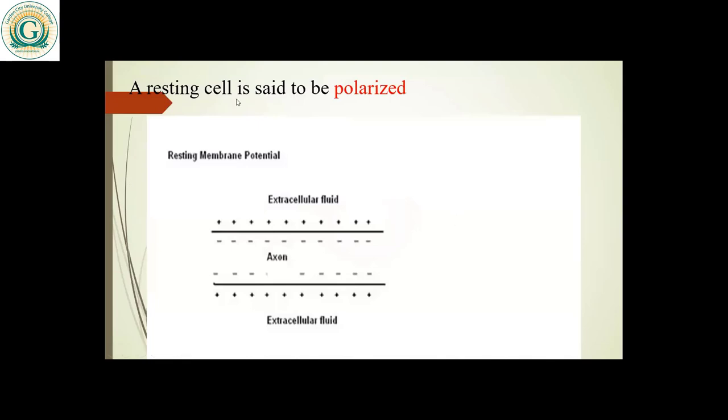A resting cell is said to be polarized, and by now you should know the meaning of polarization, polarized, or polar. So for the resting membrane potential, you have the extracellular side with plus, plus, plus, and the inside is minus, minus, minus. This is just a representation. It doesn't mean that outside there's no minus, or inside there's no plus. There is. But just to represent that the inside of the cell is more negative than the outside, we are using this picture.